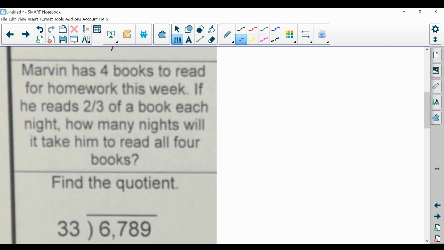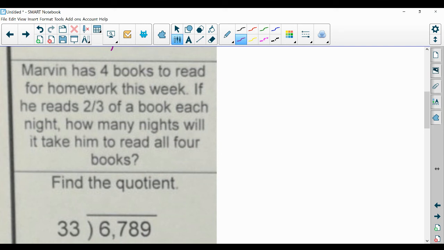The third one, we have a word problem, and it says Marvin has 4 books to read for homework this week. If he reads 2/3 of a book each night, how many nights will it take him to read all 4 books? So we read it once. Let's go back and reread it and circle the information that we need this time.